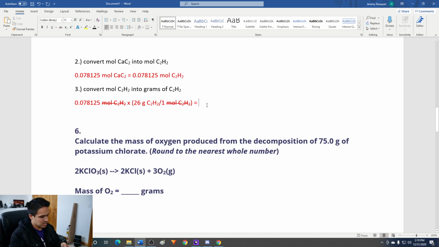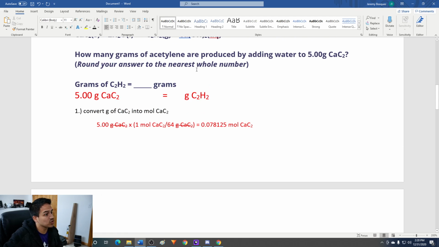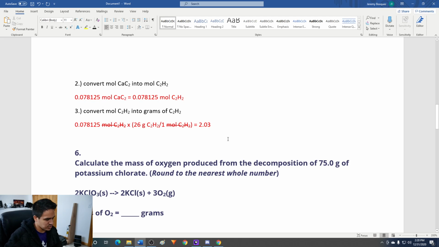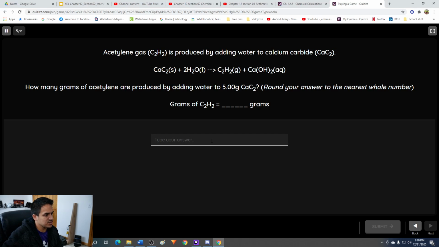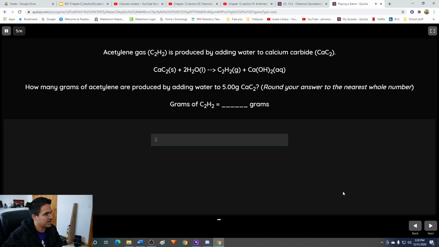So we're going to take our 0.078125 and times that by 26. And we get 2.03. And I think it does say to round to the nearest whole number. Oh, okay, so round to the nearest whole number. So we have 2.03, whatever. We're just going to round to 2 grams of C2H2. Okay, so that is our answer. Let's go put that in quizzes as a 2. There we go, we got it.